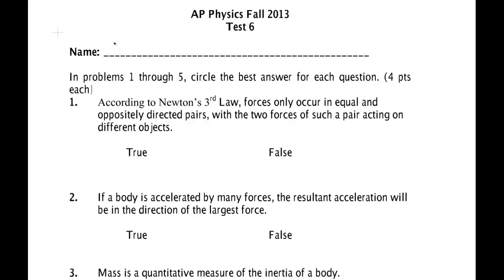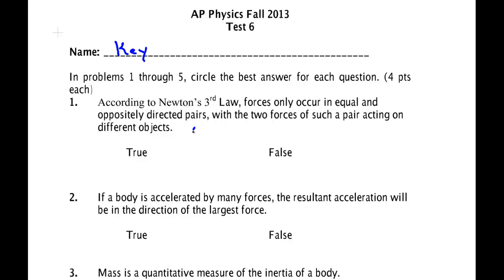Alright, this is the key for dealing with test number 6 on the AP Physics 2013. The test was on Newton's laws, primarily in chapter 4. According to Newton's third law, forces only occur in equal and oppositely directed pairs, with two forces of such a pair acting on different objects. That's correct. If object A applies a force of some type on object B, then object B applies a force of the same type upon object A that's equal in magnitude and opposite in direction.